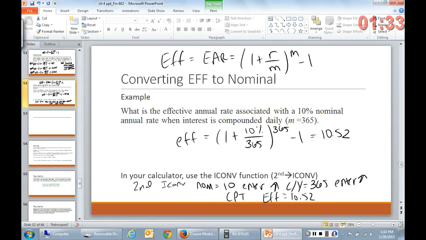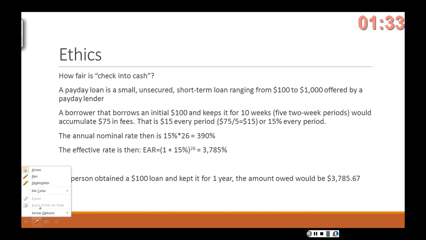So here's just a fun little thing to do. Looking at how fair is checking to cash. You know, one of those will give you a payday loan. A payday loan is a small unsecured short-term loan. It usually ranges between $100 and $1,000. So here a borrower that borrows $100 and keeps it for 10 weeks, so that's 5 2-week periods, would have $75 in fees.